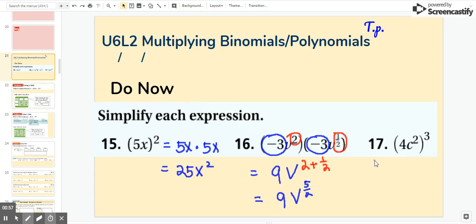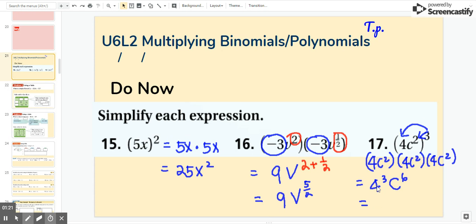And what about 17? You multiply 4c squared 3 times, or you can just multiply the exponents because we know the rule. You distribute this exponent to each letter and number. So I would do 4 to the third power and c to the what power? 2 times 3, which is 6. So you multiply 4 times 4 times 4, which is 64, c to the 6th power.